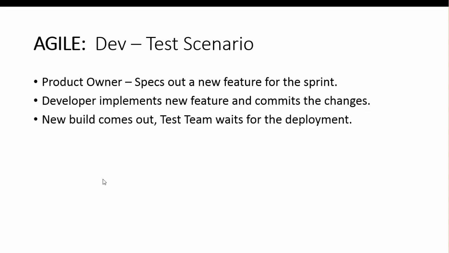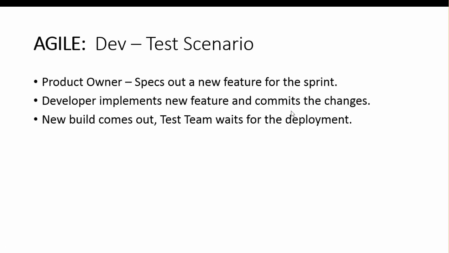Then what happens? Till here, the product owner would have spec'd out the new feature for the sprint. He writes the specifications and then he gets into the waiting mode. He's waiting for the developer to implement the feature so that he knows that the code is completed. Then when the new build comes out, the test team waits for the deployment. So the developer has committed the changes, and now the developer is waiting for the test results.